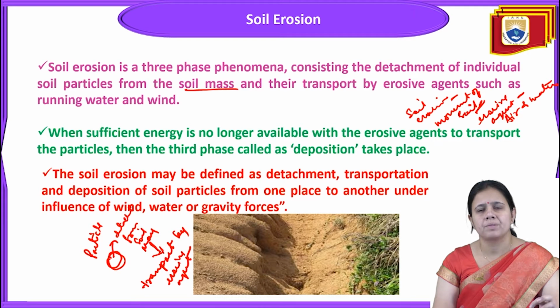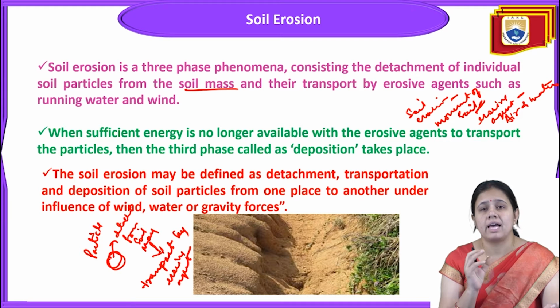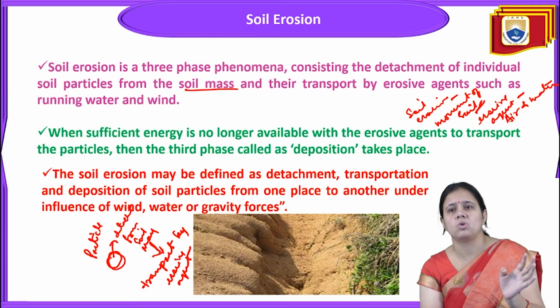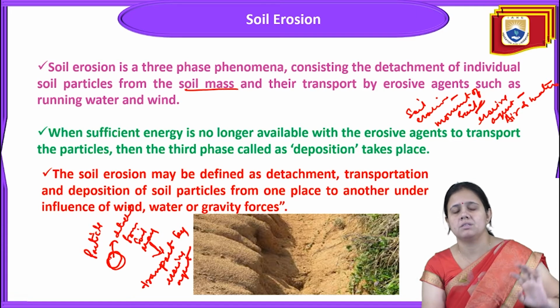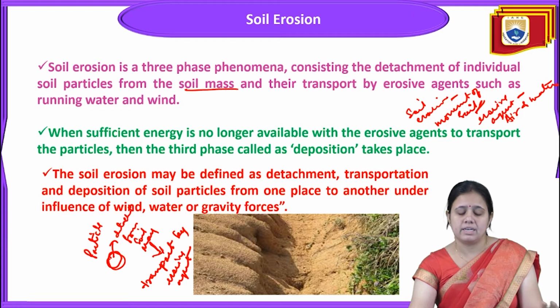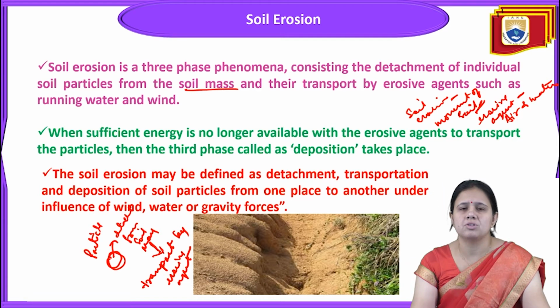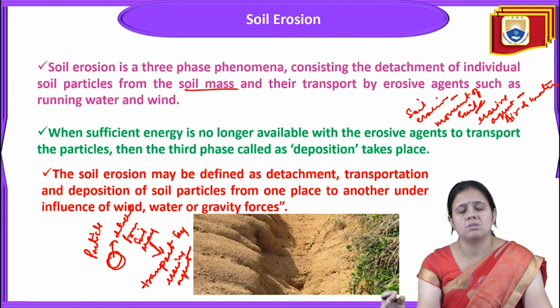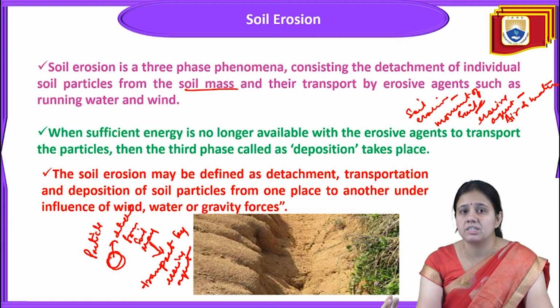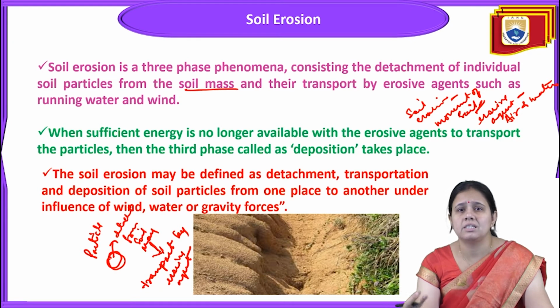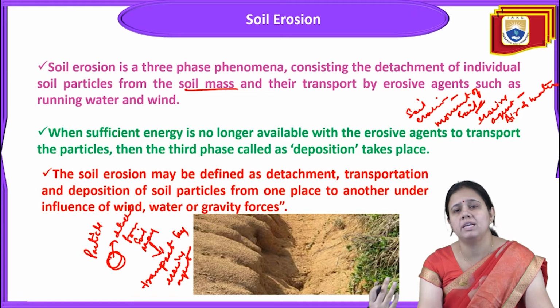The next point is that when sufficient energy is no longer available with the erosive agent to transport the particles, the third phase, called deposition, takes place. If the erosive agent does not have sufficient energy, the third phase occurs. This is called deposition, which means the soil mass is left at another place. So the phenomenon involves the detachment of soil particles from the soil mass, then their movement by the erosive agents from one place to another, and when sufficient energy is not available in the erosive agent, the third phase comes, called deposition. It will leave the soil wherever it goes. So this was about the erosion of soil.